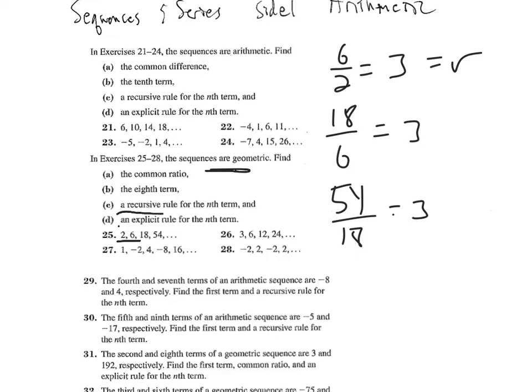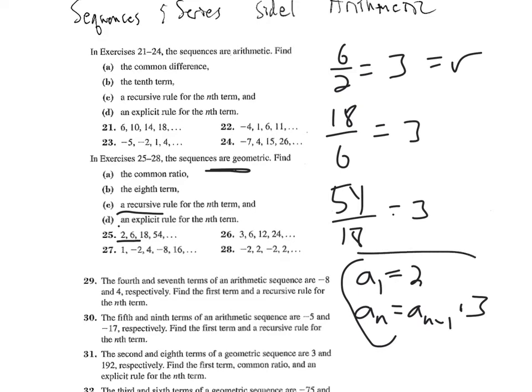So they want us to do a recursive rule. Well, let's do this. So a sub 1, not a sub n, Dan. Where's my eraser? Maybe undo what I wrote. a sub 1 equals 2. Then to get a sub n, I have to take a sub n minus 1, the last term, and times it by 3, because that's the common ratio. So that's the recursive formula.